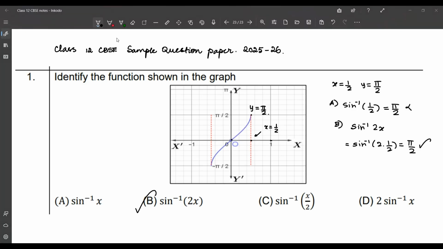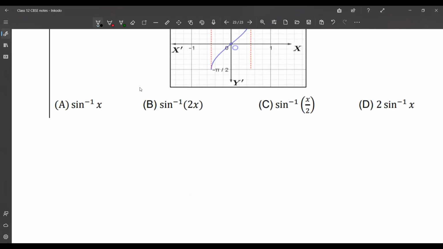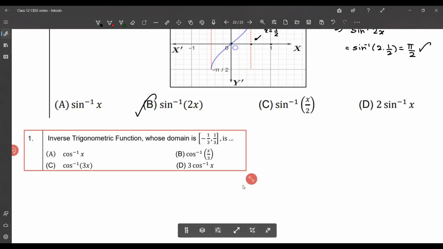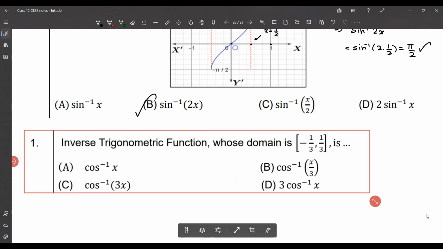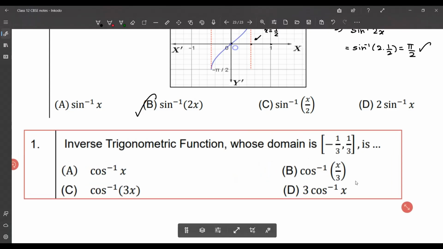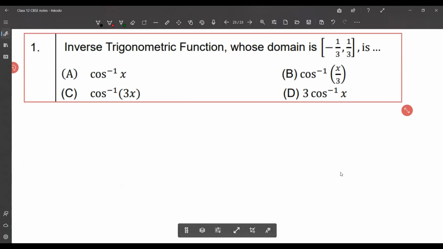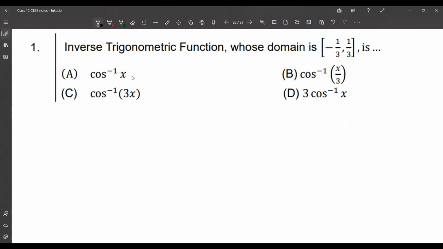There is an alternate question for visually challenged people, so I'm posting it here. Inverse trigonometric function whose domain is minus 1 by 3, comma, plus 1 by 3. So again, we're going to take this question from the options. So option A, that's not, so x belongs to minus 1 comma plus 1, so the domain is not going to be minus 1 by 3 comma plus 1 by 3, so option A is incorrect.